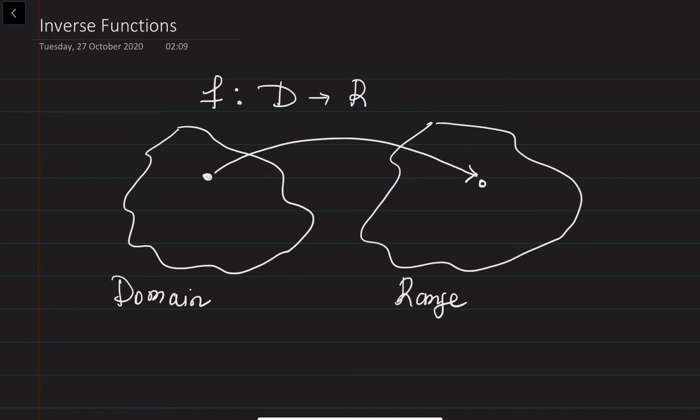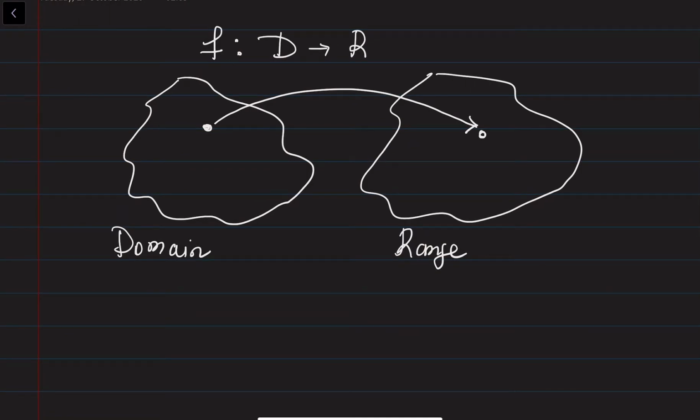For example, if the domain is a vending machine with lots of items, and the range is the prices, then the keyboard of the vending machine is our function. If you press the Fanta, this function is going to give you the corresponding price of the Fanta. So this is our function.